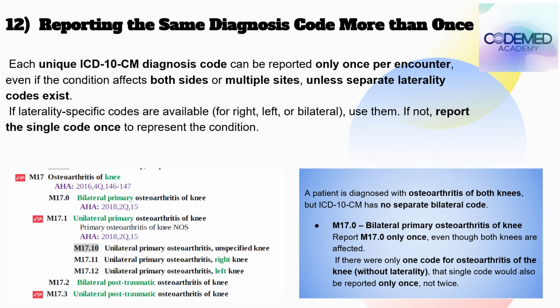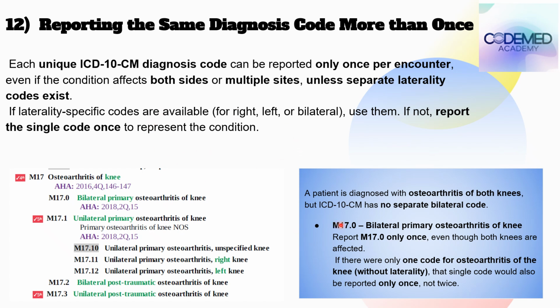Point 12. Reporting the same diagnosis code more than once. Each unique ICD-10-CM diagnosis code can be reported only once per encounter, even if the condition affects both the sides or multiple sides, unless separate laterality codes exist. If the laterality specific codes are available for the right, left or bilateral, use them. If not, report the single code once to represent the condition.